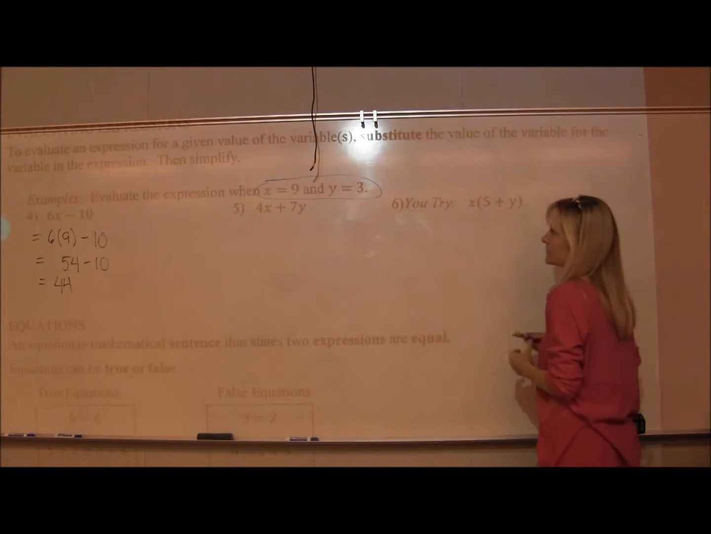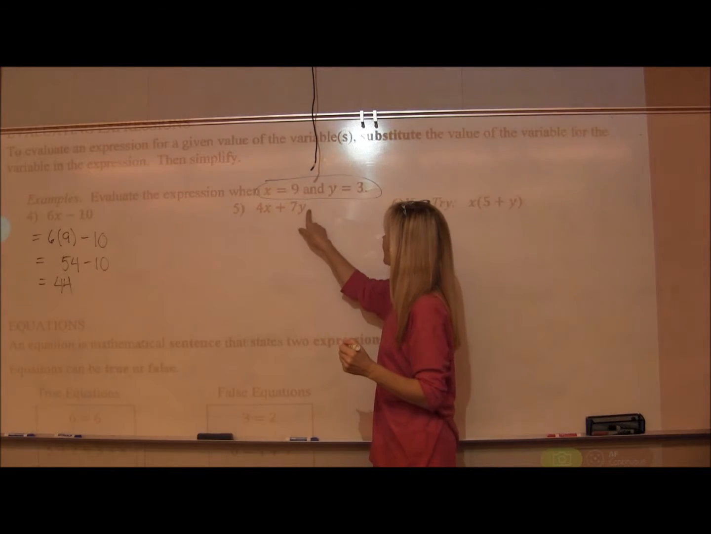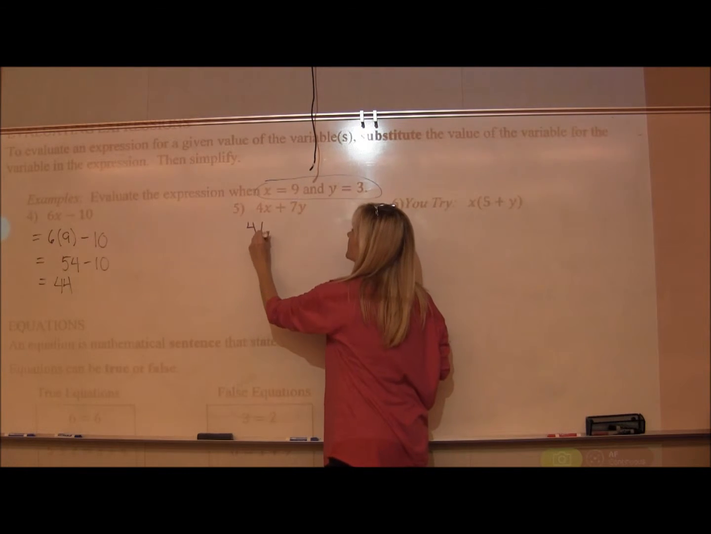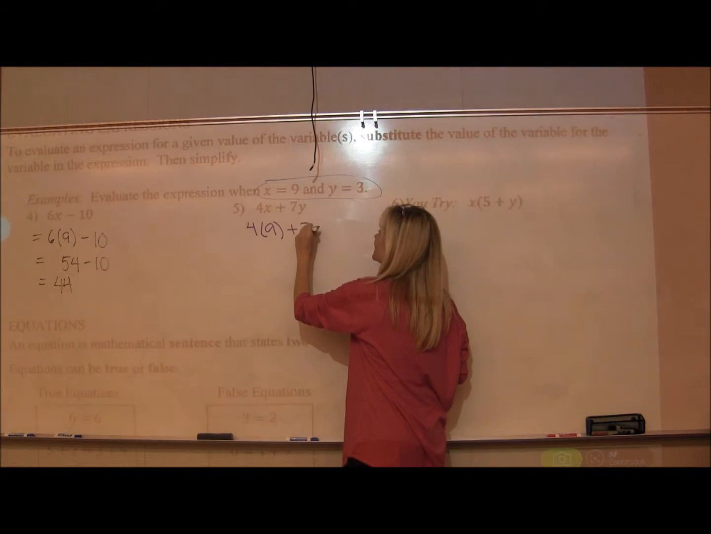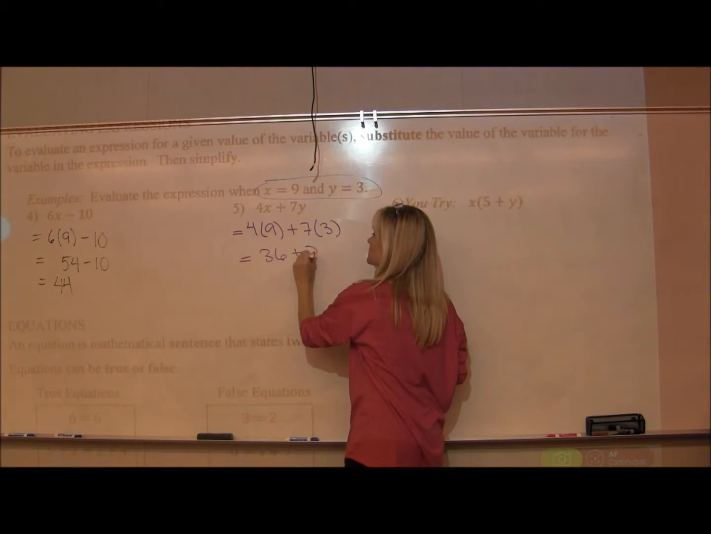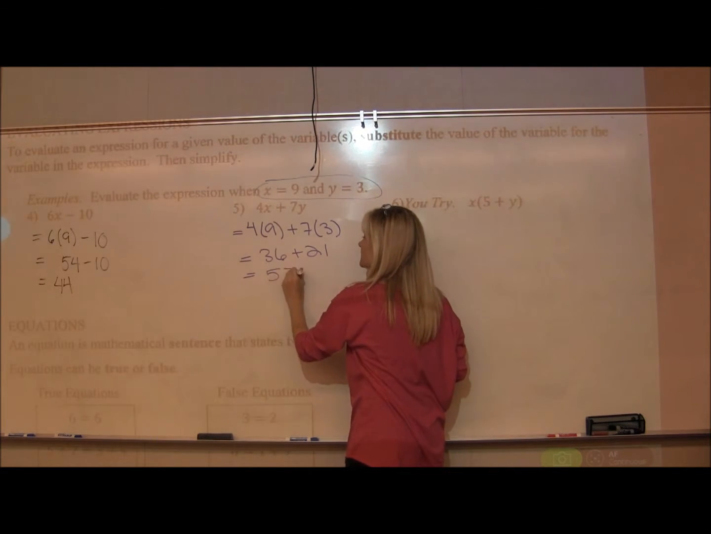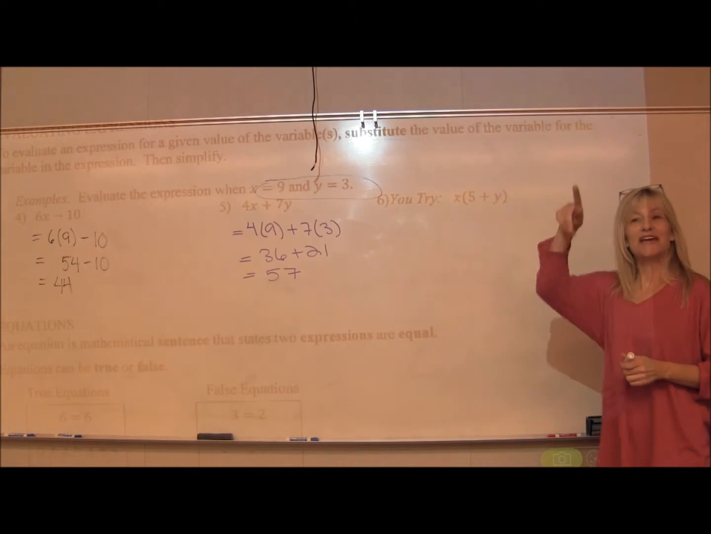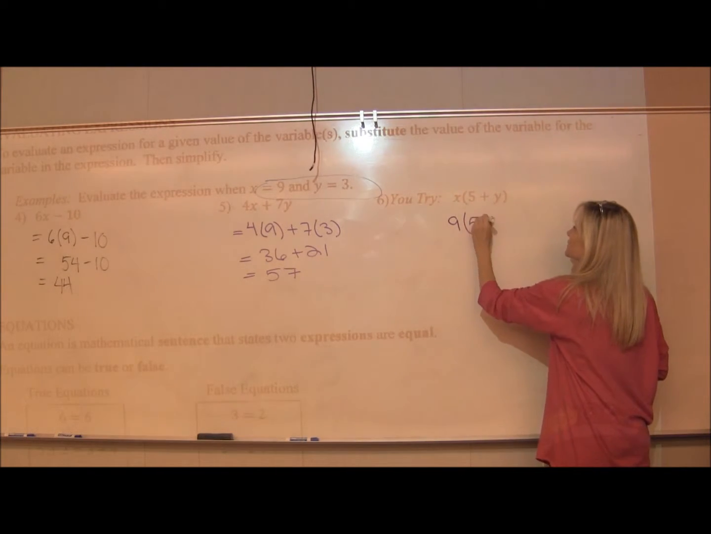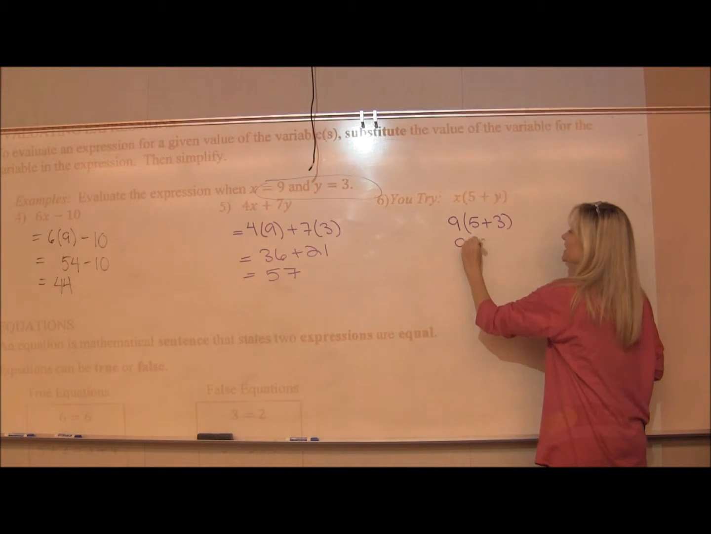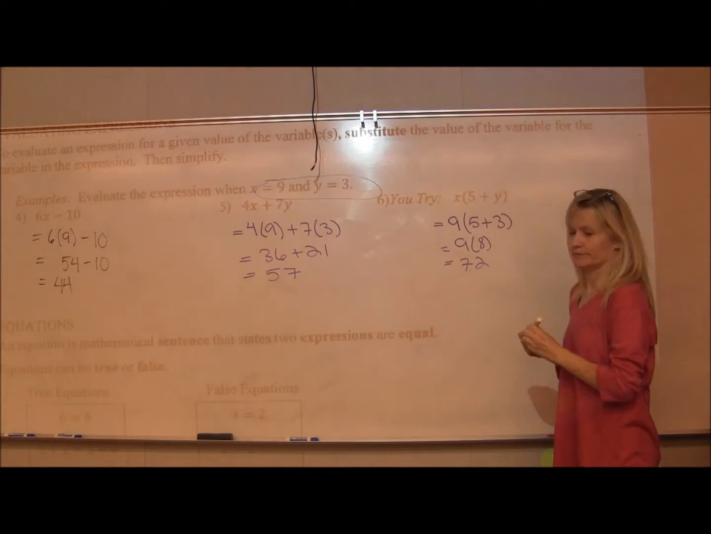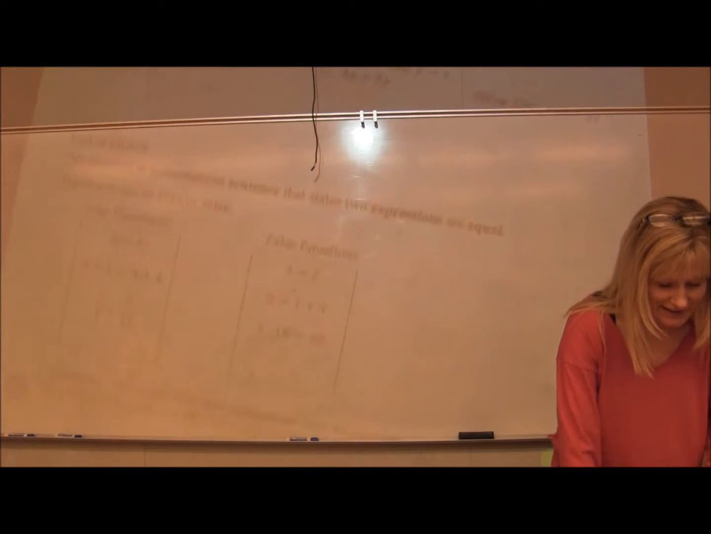Okay, now I have an x and a y. So I'm going to substitute 9 for my x and 3 for y. So 4 times 9 plus 7 times 3. So that equals 36 plus 21. So that's 57. What'd you get? 72. That's what I got too. So I plugged in 9 for x and then 3 for y. So then this becomes 9 times 8, which is 72. Good.